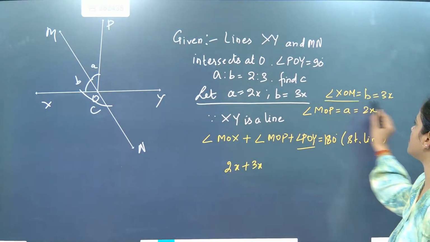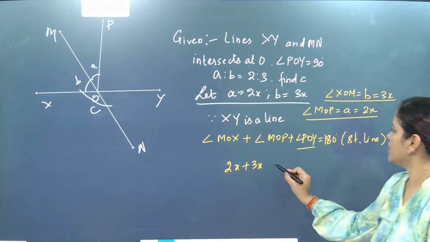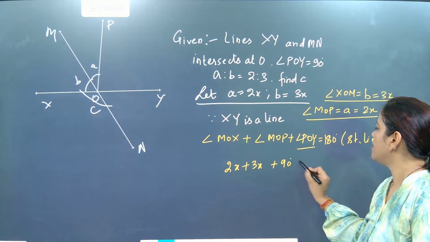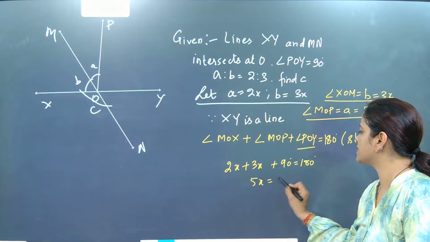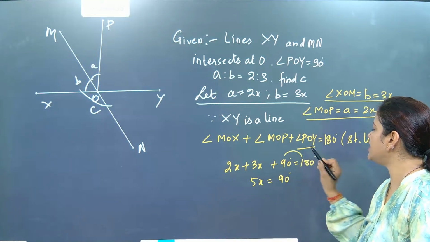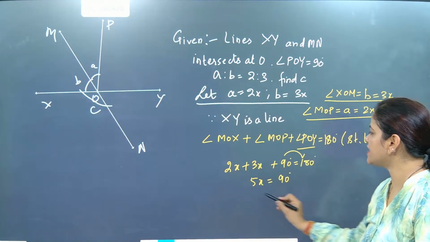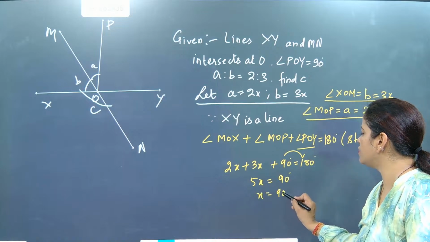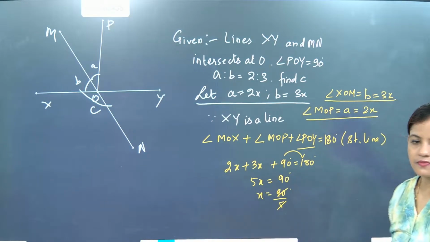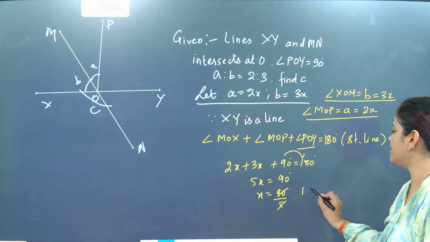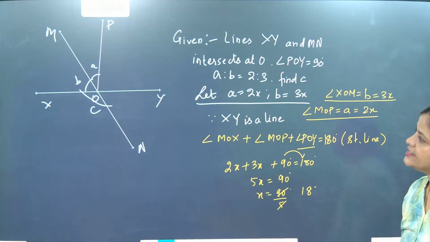I just did extra work, I have explained this part. Now this plus 90 degree will be equal to 180 degree. So first work is getting x. 180 minus 90 is 90. So x will be equal to 90 by 5. How much is it coming? 5 eighteens are 90, so x is coming as 18 degree.